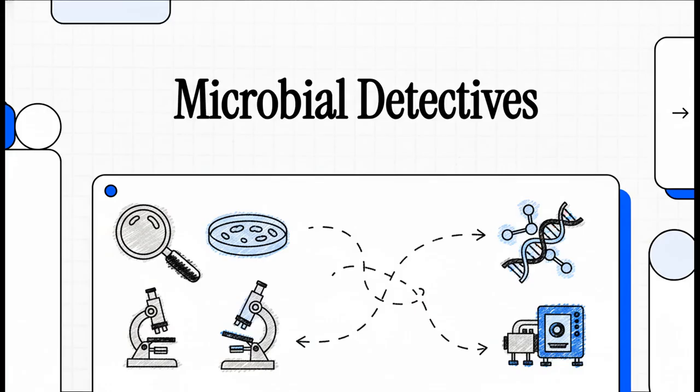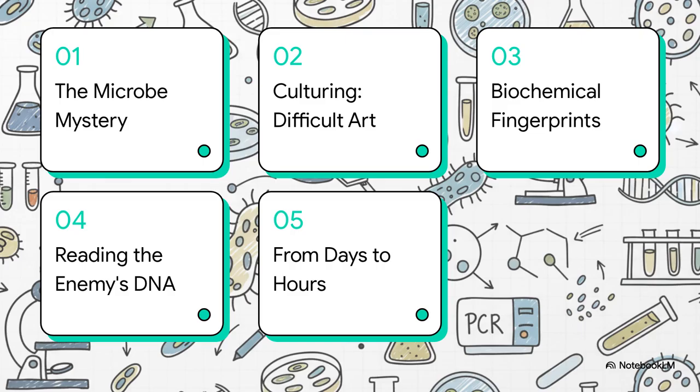So today, we're putting on our lab coats, and we are going to follow the clues. We'll trace how the diagnostic algorithm, the step-by-step process that microbiologists use, has evolved over the years, all the way from these painstaking traditional methods to the lightning-fast technology we have now. We're going to start with the initial mystery. Then we'll get into the classic art of culturing bacteria. From there, we'll see how scientists create what are called biochemical fingerprints, then how the molecular revolution totally changed the game by letting us read the enemy's DNA. And finally, how this entire process got crunched down from days to just a few hours.